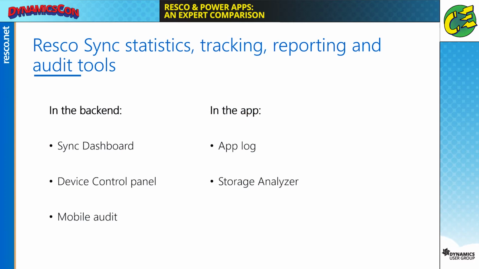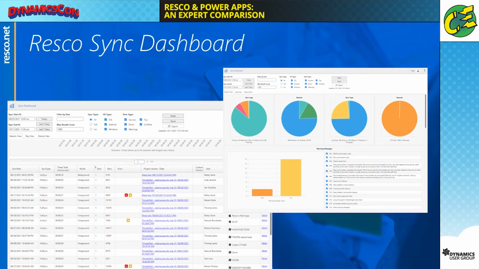For this, Resco provides a wide range of tools which can be used both by the admin in the backend and by the user directly in the mobile application. First, there is the sync dashboard, which provides a complex view over all synchronizations that happened on the specific organization.